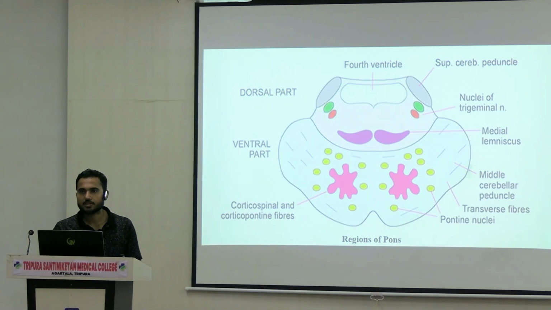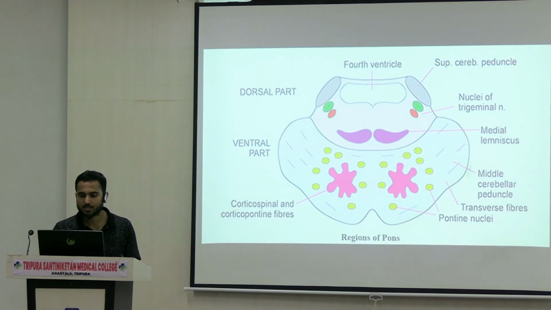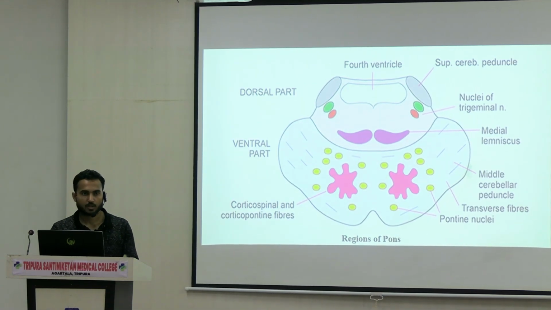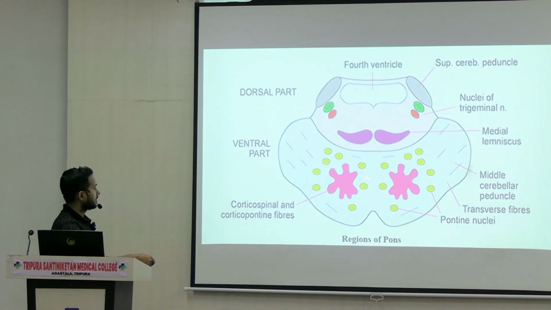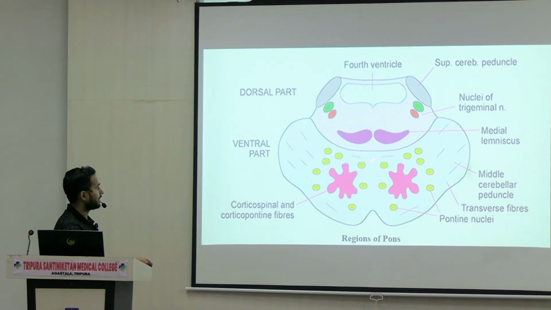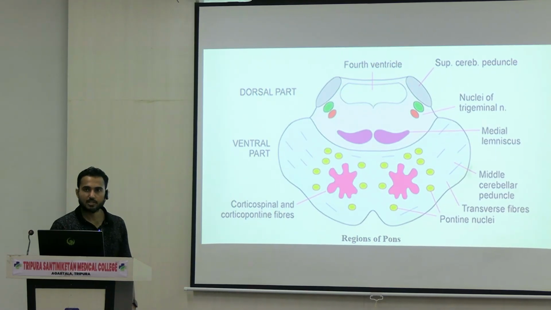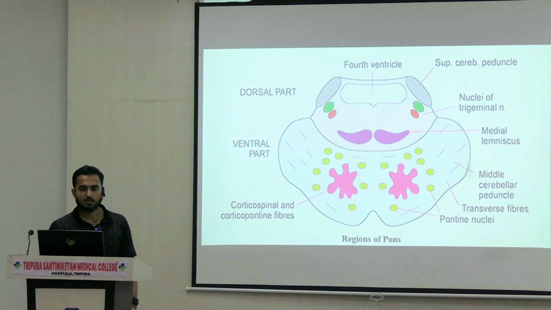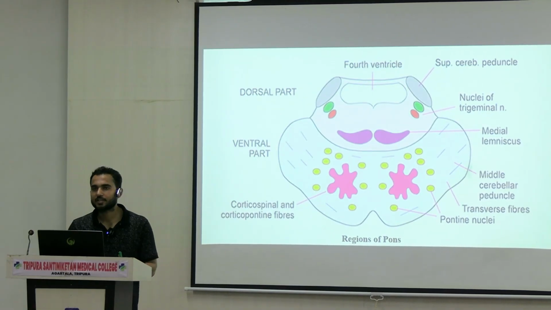Can you identify which is the ventral part and which is the dorsal part? Yes, so this is the ventral part and this is the dorsal part. This is also called the large basilar part. The ventral part is larger. The dorsal part is smaller. Now the question is, what are the differences?